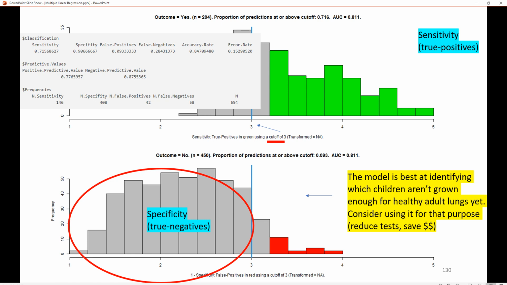And in the top half, we can see the area that is highlighted in green represents sensitivity. And on the bottom graph, we do see circled in red is specificity, and those are true negatives. To the right of that would be false positives. Those are the patients that we predicted to have an FEV over 3, but actually didn't. So these are our false positives.